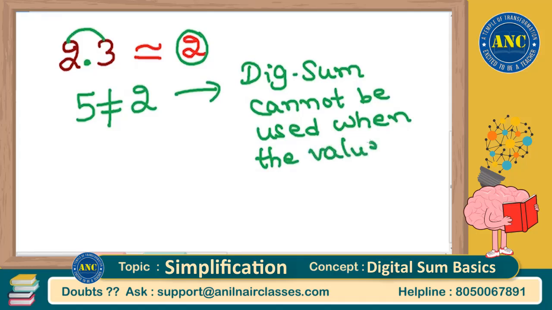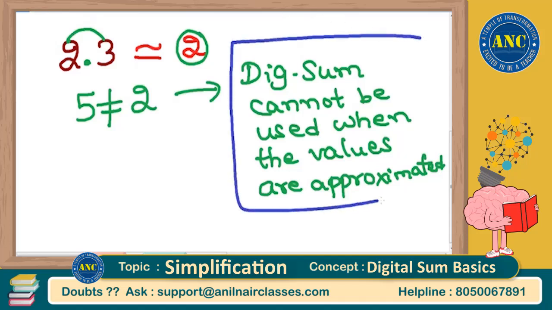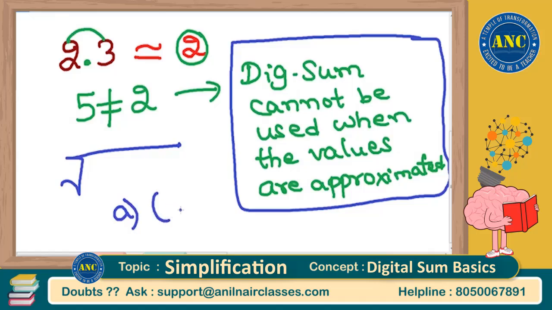That means I believe that you are able to understand when not to use the digital sum. You cannot use the digital sum directly if you are applying division. Digital sum cannot be used when the values are approximated. Digital sum should not be used directly in square roots. Convert the square root into squares in answer options, which we already discussed. Like that, you need to know some of the disadvantages of digital sum also. Everything has advantages, everything has disadvantages, sir.